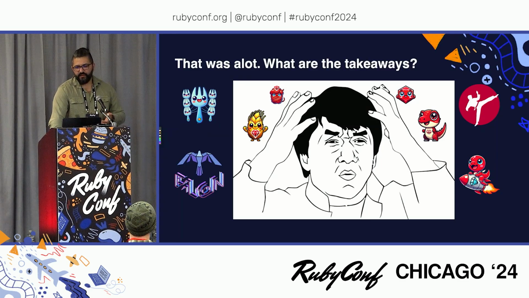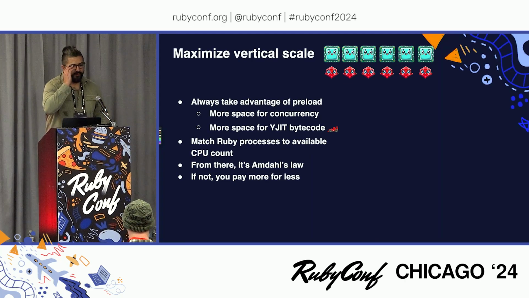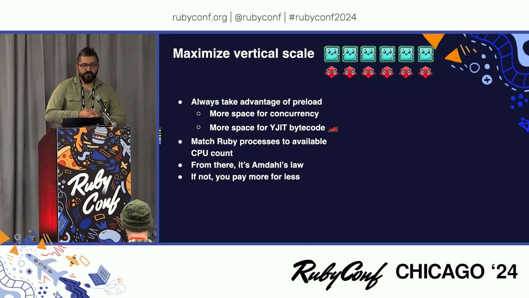All right, that was a lot. What are the actual takeaways for the talk? So the first takeaway that I want to give you is maximize vertical scale. So before you start trying to scale out horizontally, take advantage of everything that exists on your container, your server, whatever. Always take advantage of preload, and if you have the option, use reforking. Puma actually has an experimental feature for reforking as well. You get more space for concurrency and more space for warm bytecode so you can run your Ruby code faster.